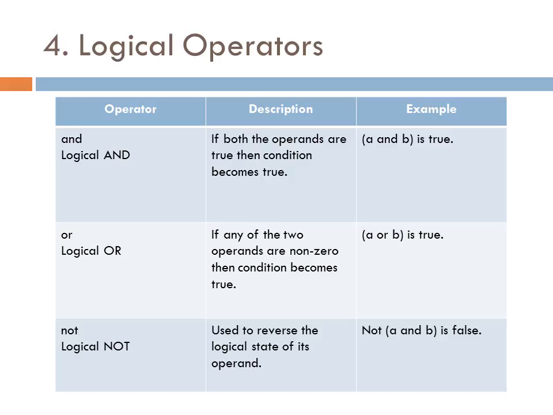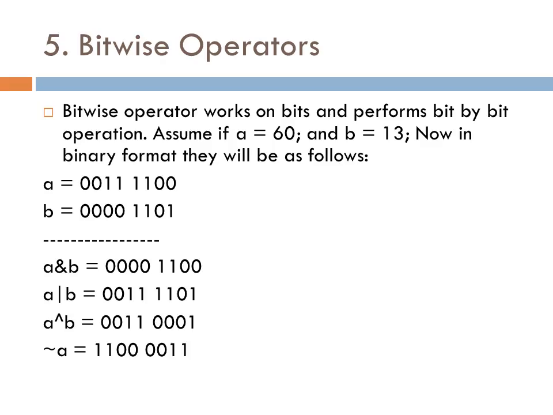So not of A and B. A and B returns the value true, and again we are applying the not operator for that one, so it returns false. Next one, bitwise operators. Bitwise operators work on the binary values of an operand.